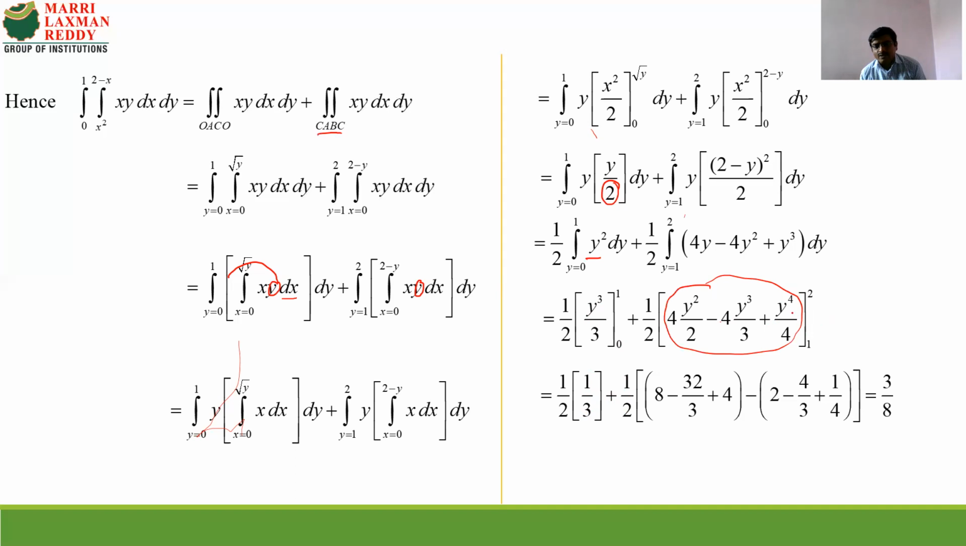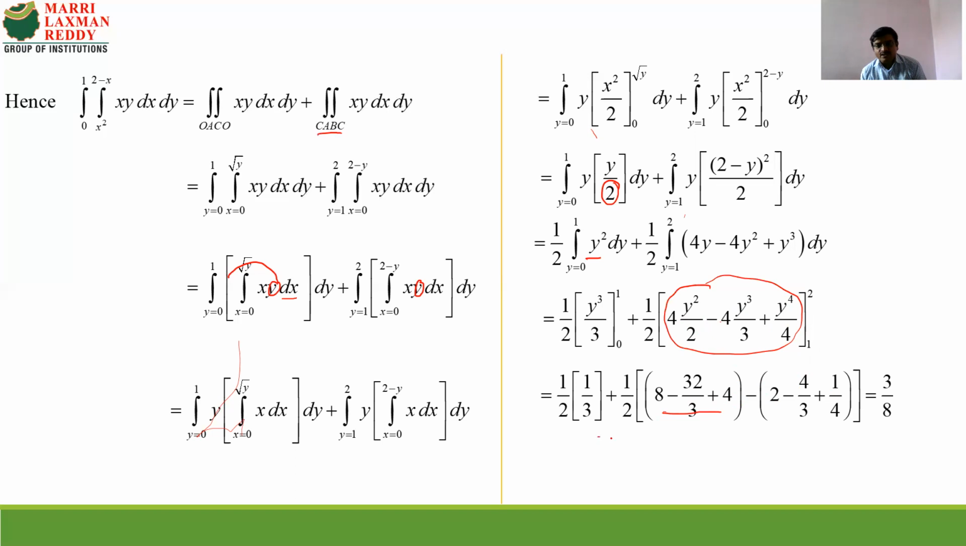First substitute the upper limit here, y is equal to 2. So you will get y square, that is nothing but 4 by 2, which is equal to 2, 2 into 4, 8, minus 4 by 3 into 8, it becomes 32 by 3, plus 2 power 4 by 4. So you will get that value is equal to 4. So this is the value after substituting the upper limit. Now minus, substitute the lower limit here. So wherever we have y, just replace y with 1. You will get 4 by 2, that is nothing but 2, minus 4 by 3, plus 1 by 4.